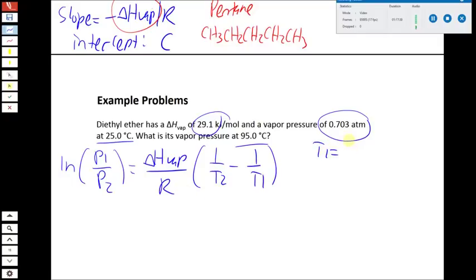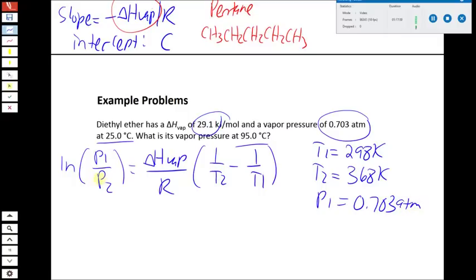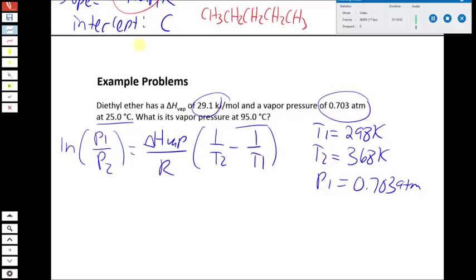T1 is our first temperature, which is 298 Kelvin. We have to do this in Kelvin. 25 Celsius is 298 Kelvin. The second temperature that we're comparing it to is 95 degrees Celsius, which converts to 368 Kelvin. And the first vapor pressure at the first temperature is 0.703 atmospheres. Our pressure can be any units we want because this equation has a ratio of two pressures, so the units don't matter for pressure. All right, so that's what we're given, and we're going to solve for P2, which is the vapor pressure at the second temperature, T2.